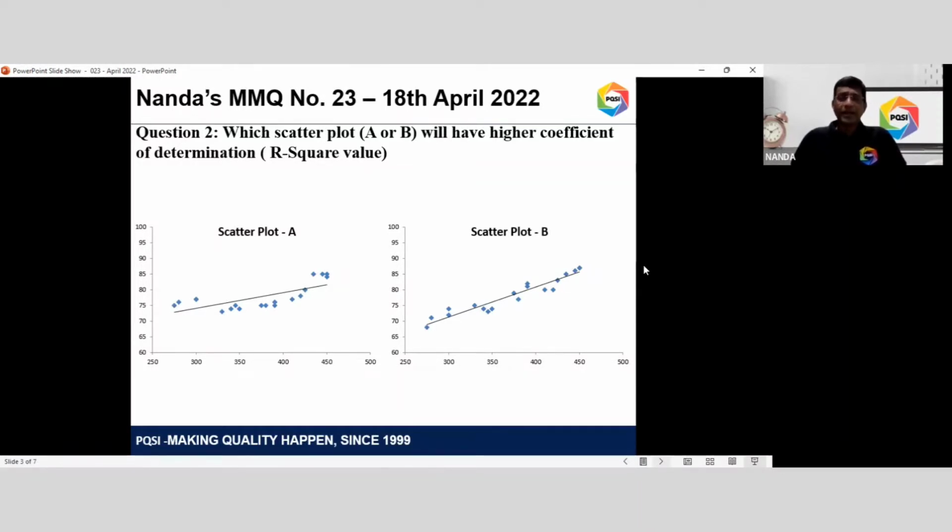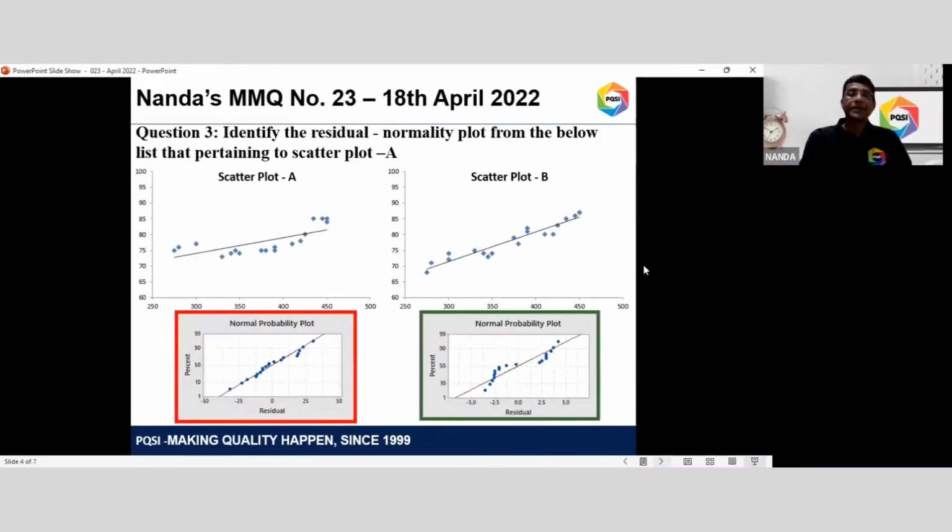So which scatter plot will have a higher R-square value is the question. Pretty straightforward again. It will help you to understand what R-square really means. And once you are able to get that definition, probably look at the notes that you had when you attended this training program, and I'm sure you'll be able to crack this question. So moving on to question number 3.